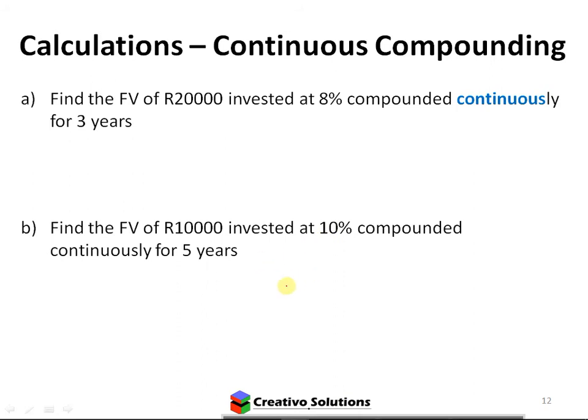Alright, so here's an example for you to work out, in terms of find the future value. The key word here in blue is continuously. So if something is continuous, I need to use that formula. So grab the scientific calculator, use the e button and solve. And let's see what you guys get.